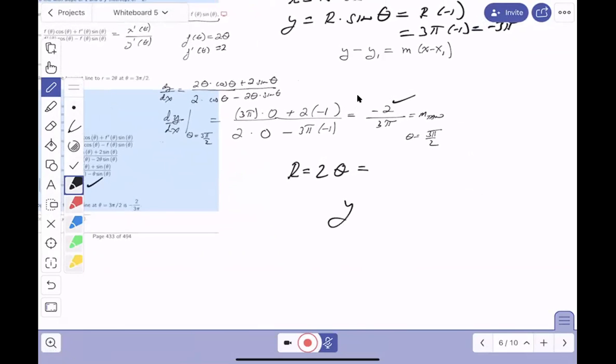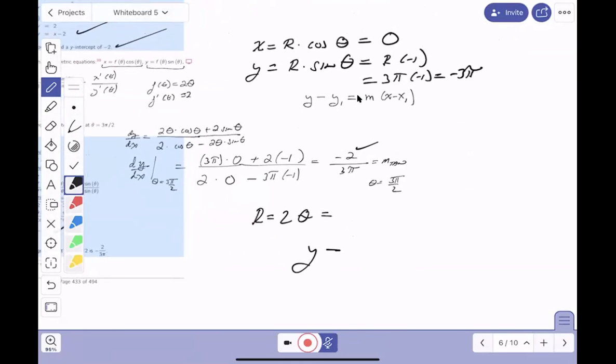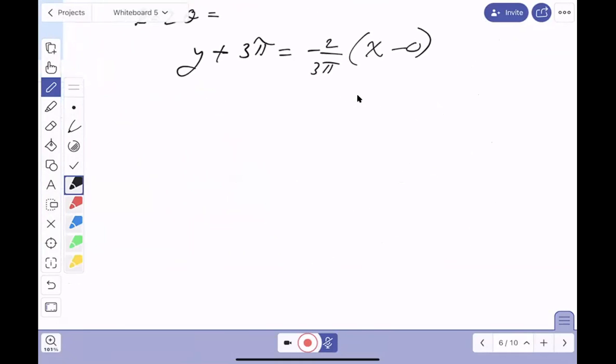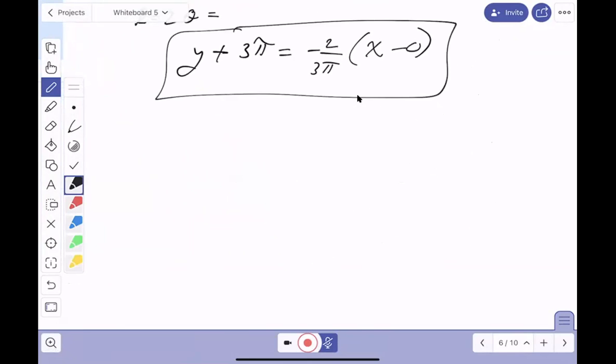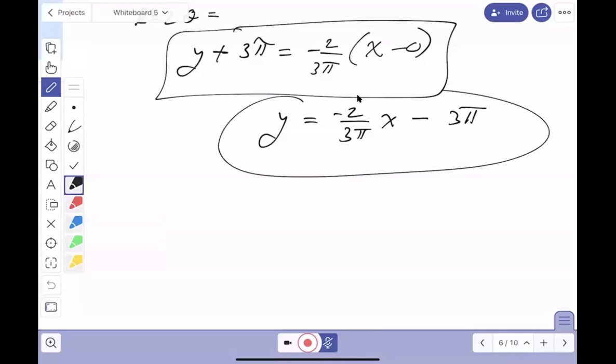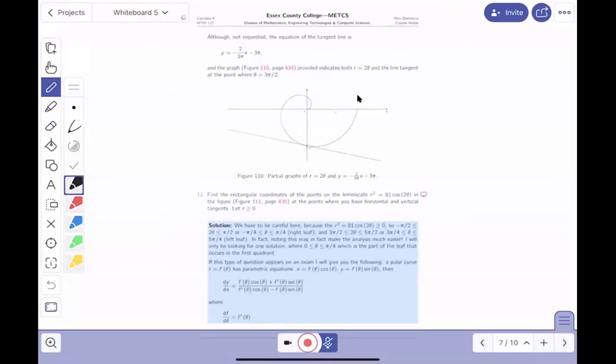So it's going to be y minus minus 3 pi, which is going to be plus 3 pi, equals the slope. That's going to be minus 2 over 3 pi times x minus 0. I want to simplify that, but I'm going to be honest with you. This is a good answer. You can write that down. If I'm going to solve for y, it's going to be minus 2 over 3 pi x minus 3 pi. All right, let me go to the answer key. I want to make sure I got that answer. I did. They graph it out for me as well.